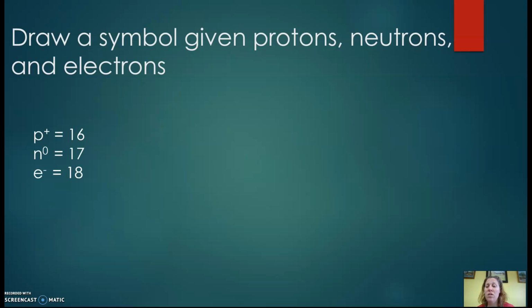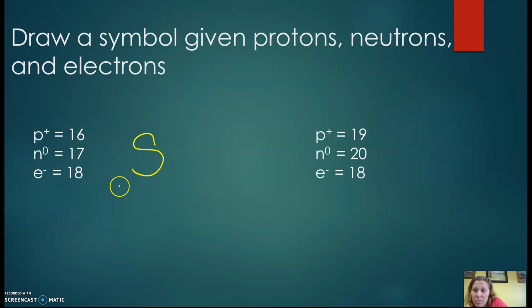Again, draw the symbol. Protons are what the identity of the atom is, so I always start with the symbol. So 16 protons is sulfur. Down here is the atomic number, 16. Atomic mass, you would add those two together: 16 plus 17 is 33. And now the charge: I have 2 more negatives, so that's a 2 minus.